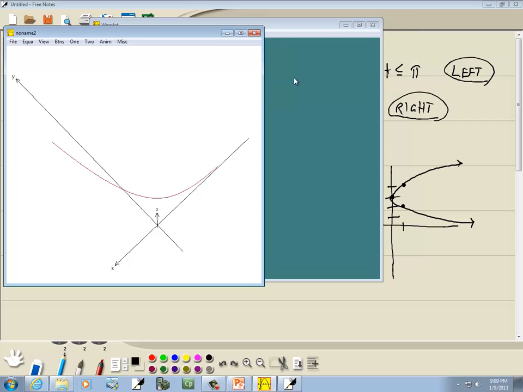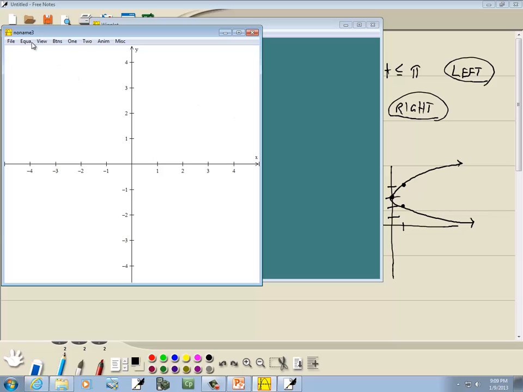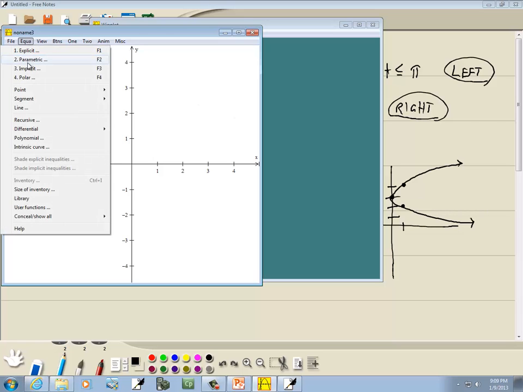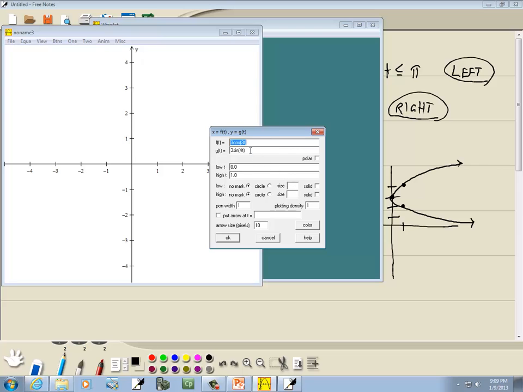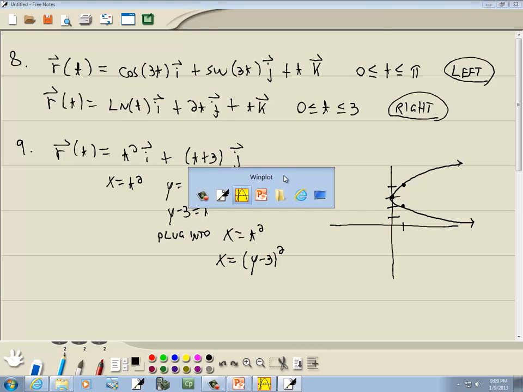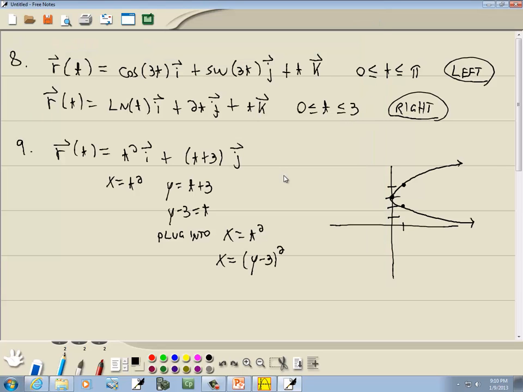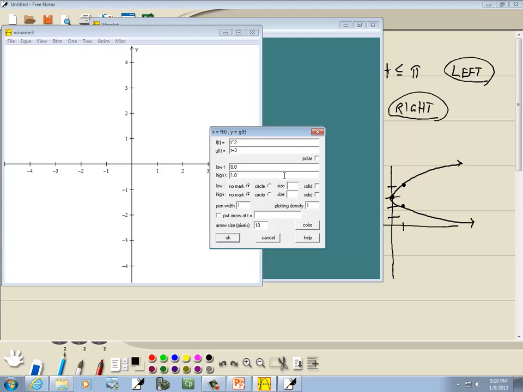I'm going to close that. Go to Window, 2 Dimensions, Equation, and hopefully I remember where it's at. There it is, it's the second one. Then it asks us for f of t and g of t. f of t is t squared, so I'll do t caret 2. And the other one is t plus 3. Now for the t value here I have 0, and maybe I put the high as 4.